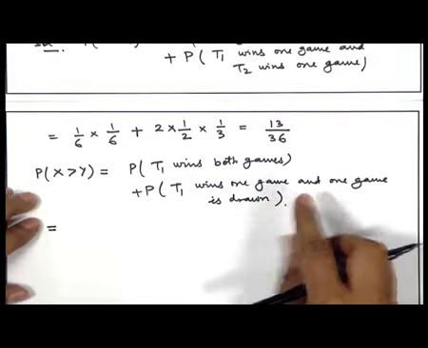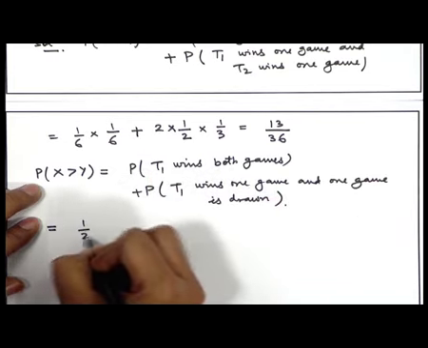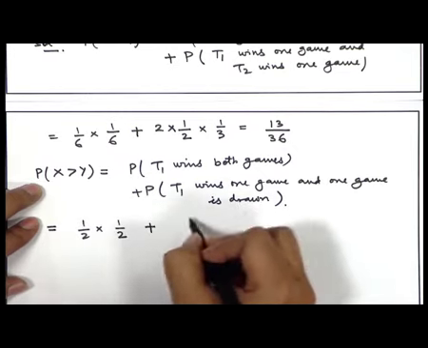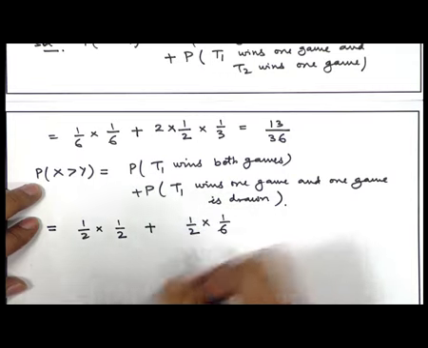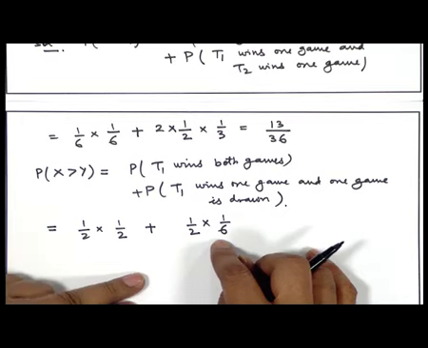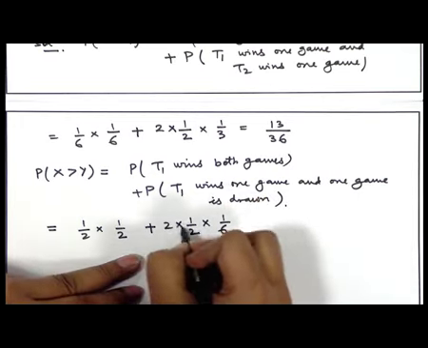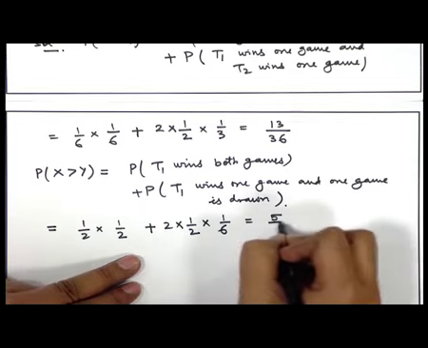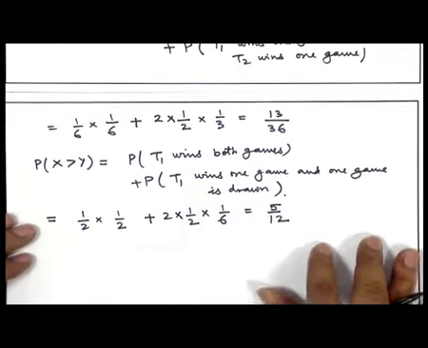So, let us look at, if T1 wins both the games, his probability of winning is 1 by 2 into 1 by 2. He wins one game, probability is half, and drawing is 1 by 6. But again here you can choose the order in which T1 will win and the game is drawn. So, there are two such possibilities. So, if you add these two, you get 5 by 12. You can say it is 15 by 36.